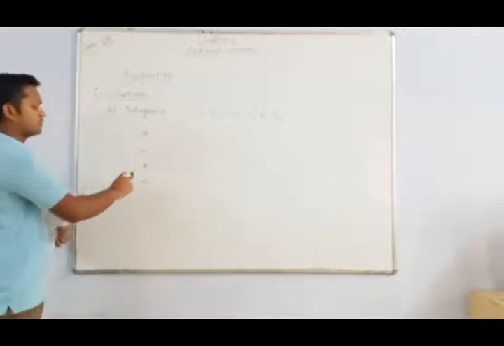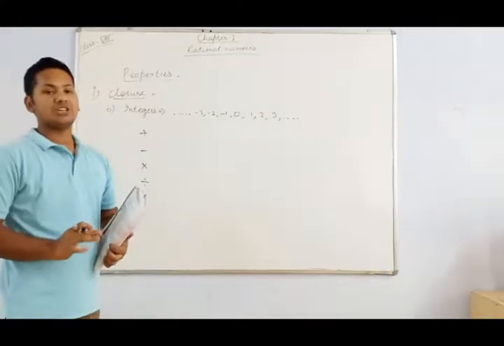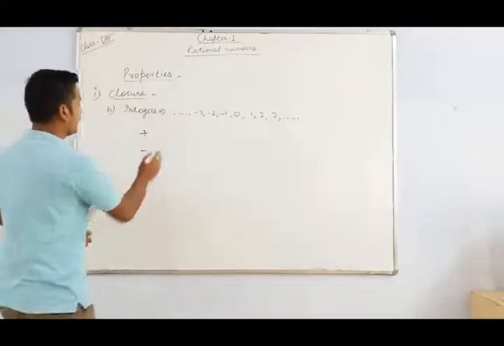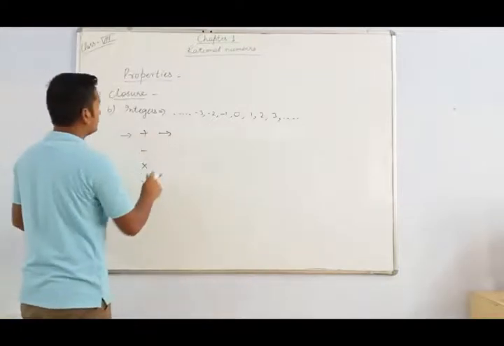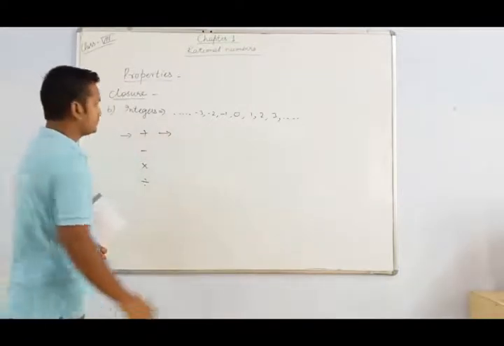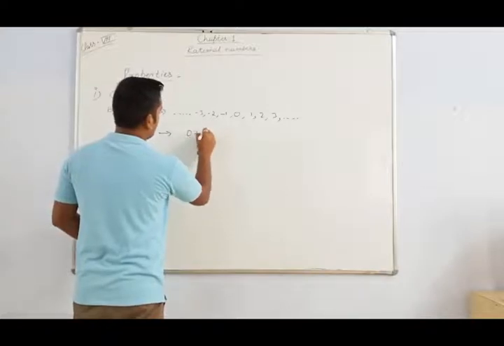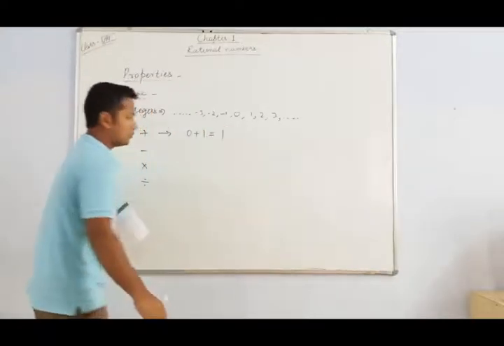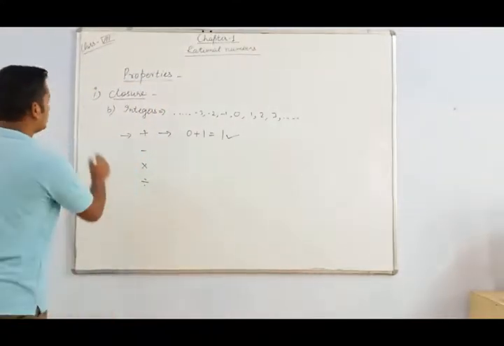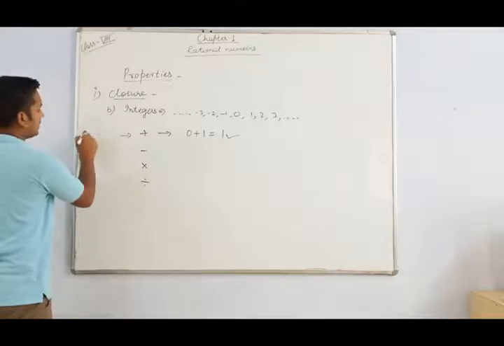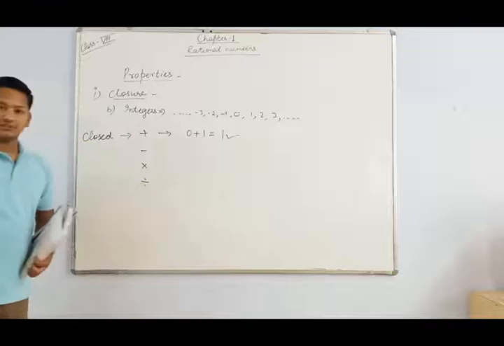So for addition, for subtraction, for multiplication and for division, for all of them we will be checking whether they are closed or not. Let's take two numbers, 0 plus 1. It will give you what? 1. Is it an integer? Yes, it is an integer. So you can say integers are closed under the operation of addition.